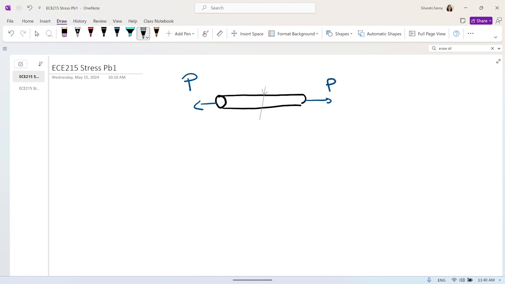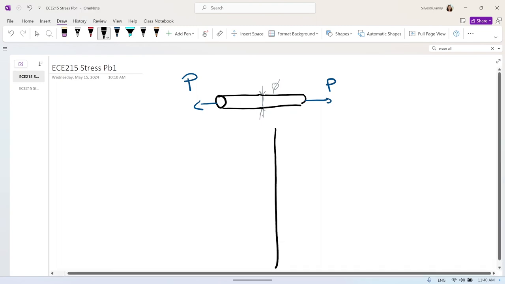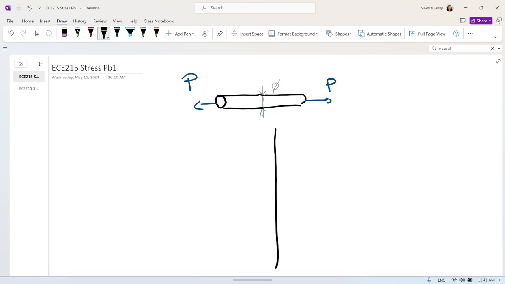It's the exact diameter, right? Here we go. Okay, so the question is, what is the stress inside this road? And we will do this example twice, okay? One with the US unit and one with the international unit.